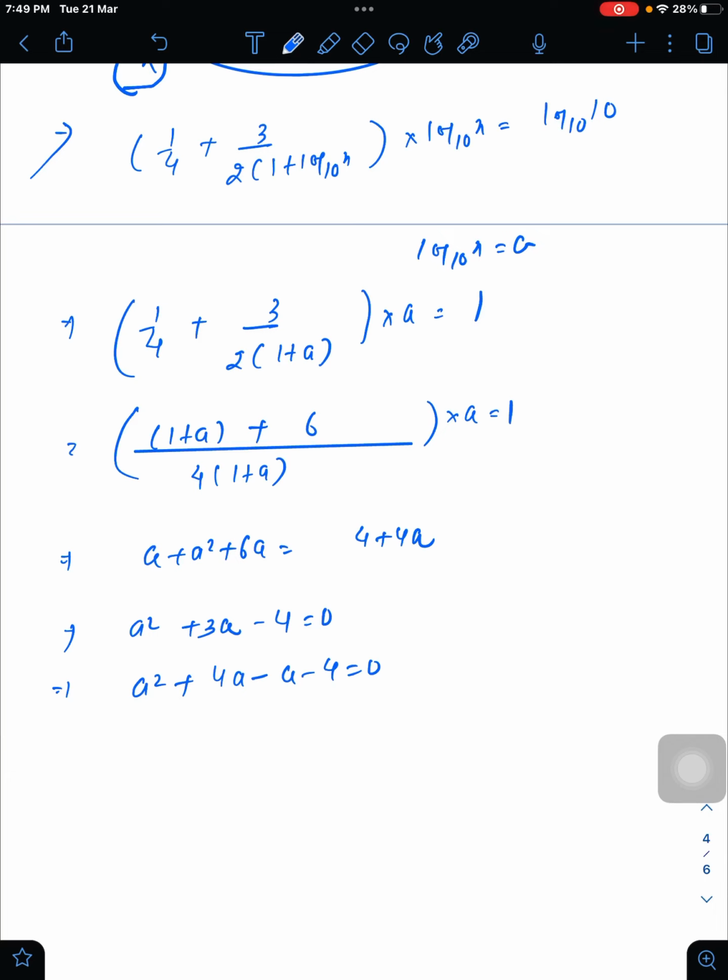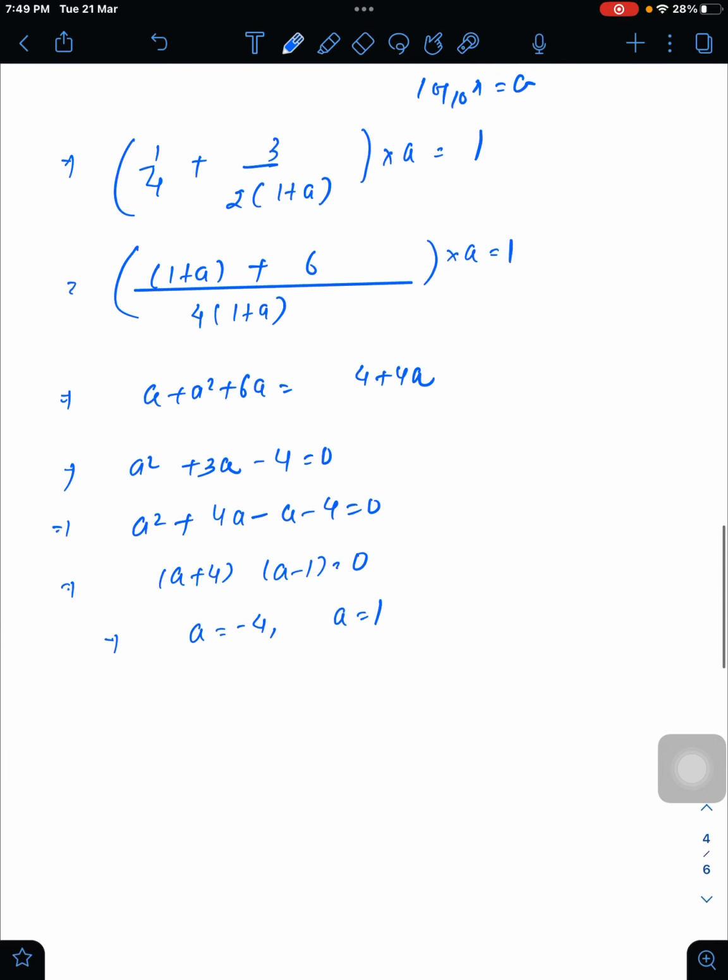The binomial questions which are asked in the examinations are very easy. A little focus and 4 marks are for you, beta. Now if I am going for the middle term splitting, I will get a plus 4 and what? a minus 1 is equal to 0. So I will get a is equal to minus 4 and a is equal to 1.